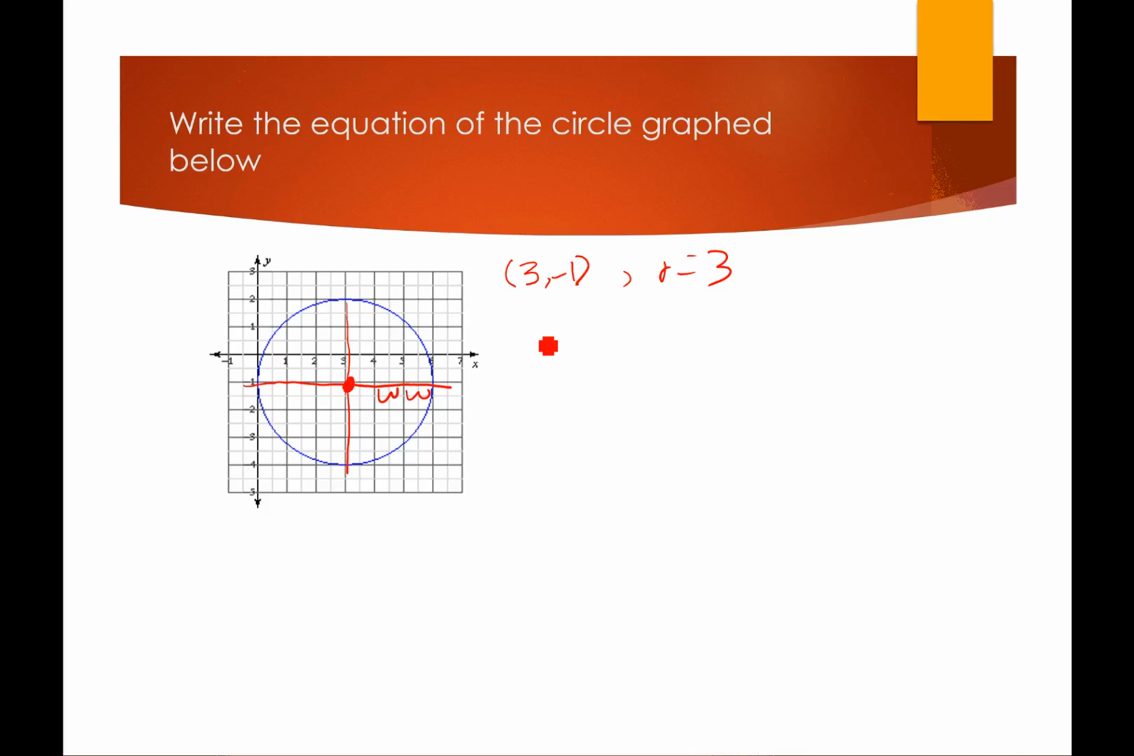So if I write my equation, again, x minus h squared, and yes, you have to memorize it. I'm not going to give it to you. y minus k squared equals r squared. So x minus 3 squared plus y plus 1 squared equals 3 squared, which is 9. And there's the equation of that circle.